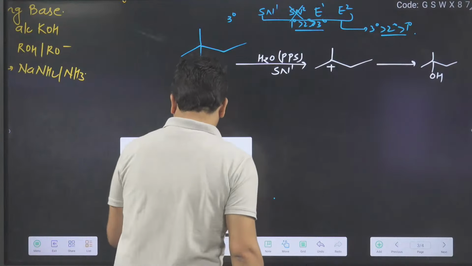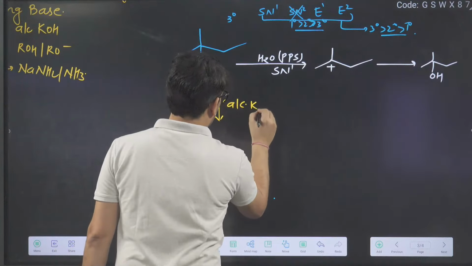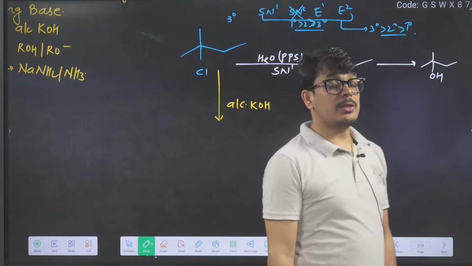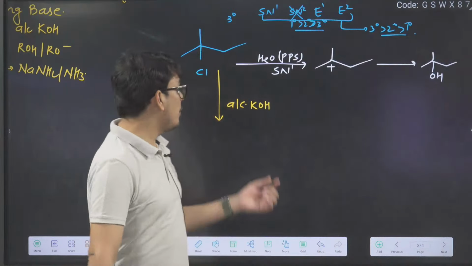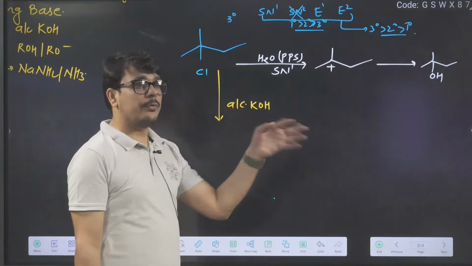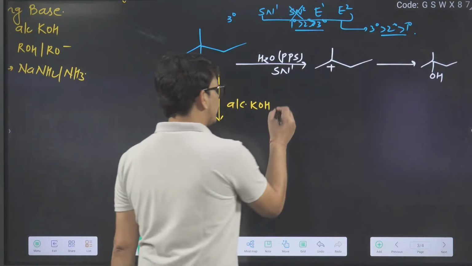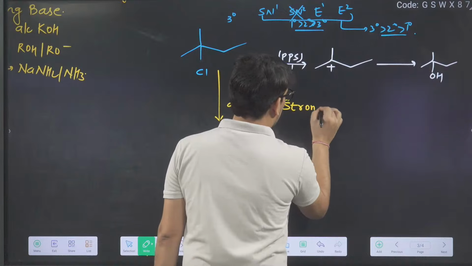Now next, if I say alcoholic KOH. Sometimes in NCERT, maybe you find that heat is not given. But if you find alcoholic KOH, then prefer to follow which reaction? Substitution or elimination? Elimination, because this is again a strong base.